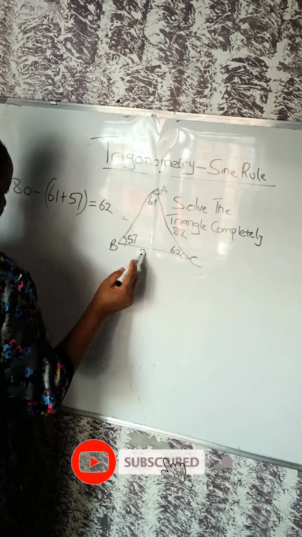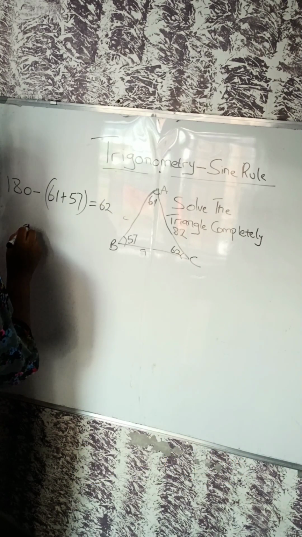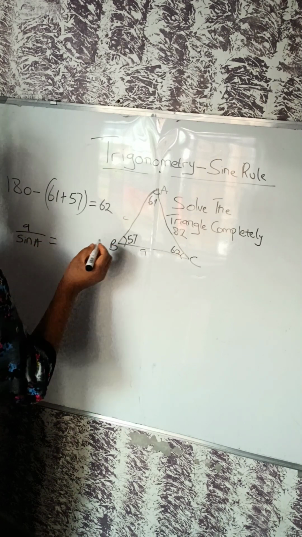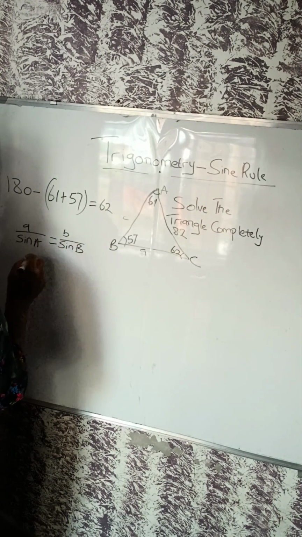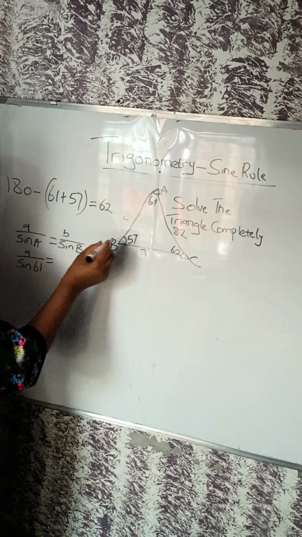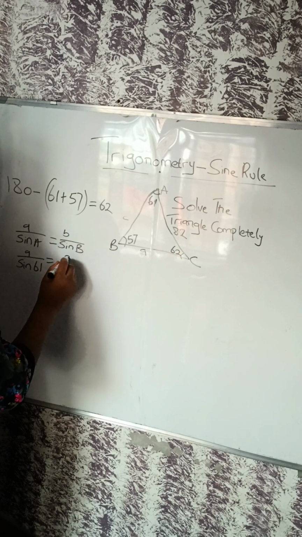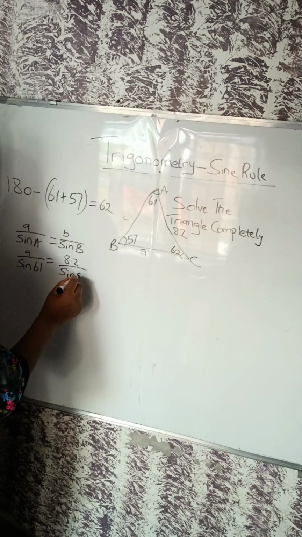It's time to solve for the sides, a and c. So what do we do? We use a over sine A equal to b over sine B. So where is our a? We don't have a small a, but we have big A, which is 61. So it will be a over sine 61 equal to small b. Do we have small b? Yes, 8.2. So 8.2 over big B, which is 57, sine 57.